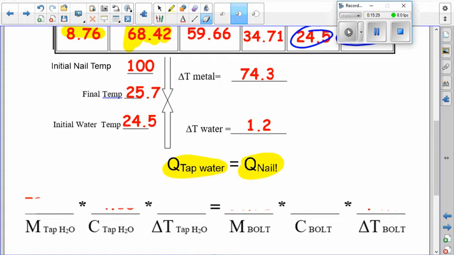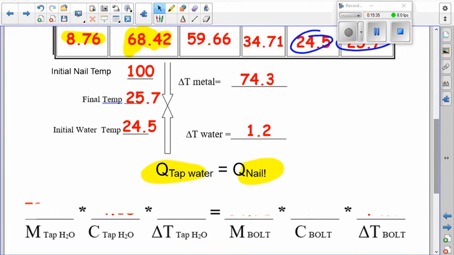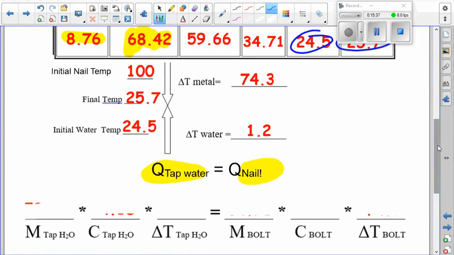Well, actually, one more thing before I start that. Let's just remember, we want to split up the two sides of the fence. On the left, it's all about water. On the right, it's all about the nail. Okay? So let's see here. Warda, what is the mass of your water?